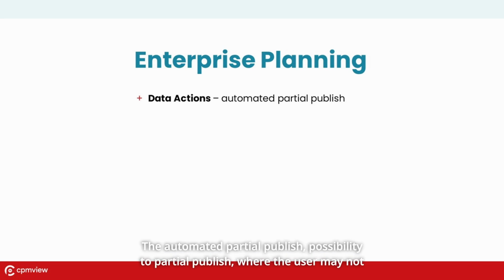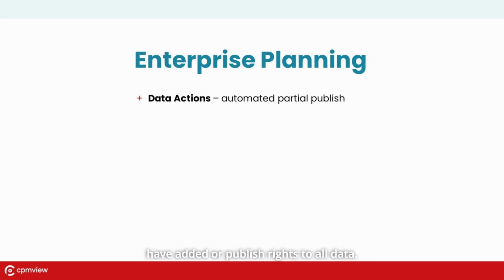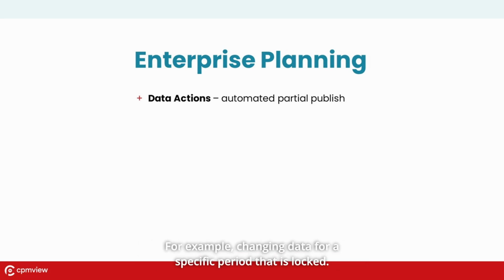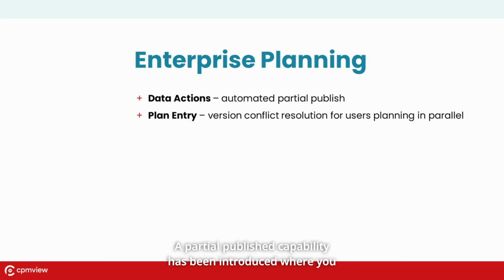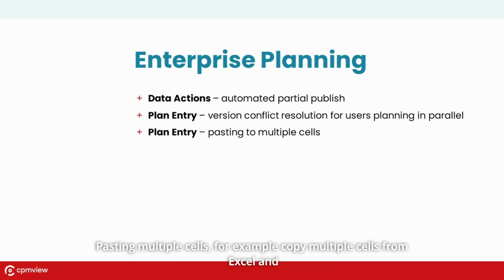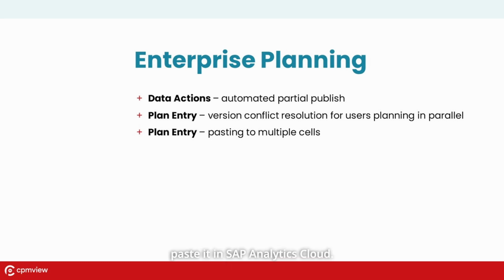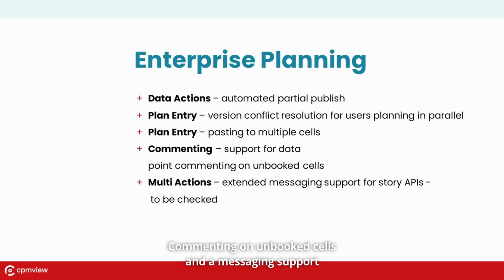The automated partial publish, a possibility to partially publish where the user may not have edit or publish rights to all data, for example, changing data for a specific period that is locked. Version conflict resolution for users planning in parallel. A partial publish capability has been introduced where you publish only the cells that are not in conflict with other users. Pasting multiple cells, for example, copy multiple cells from Excel and paste them in SAP Analytics Cloud, commenting on unbooked cells, and messaging support when multi-actions fail.